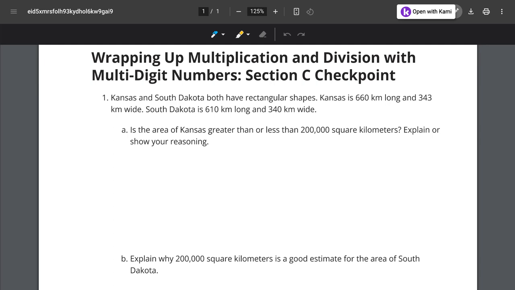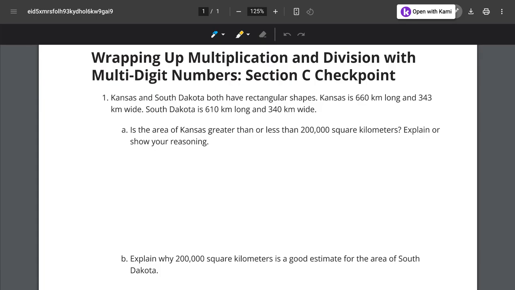Good morning, mathematicians. We are looking at this section C checkpoint. We're wrapping up multiplication and division with multi-digit numbers. Number 1 says Kansas and South Dakota both have rectangular shapes. Kansas is 660 kilometers long and 343 kilometers wide. South Dakota is 610 kilometers long and 340 kilometers wide.